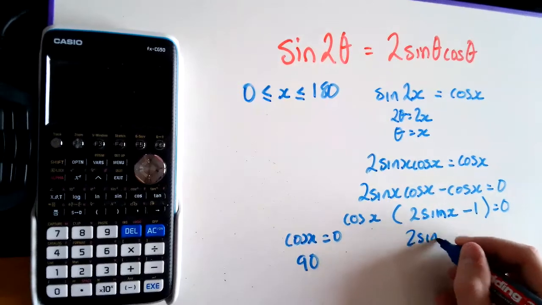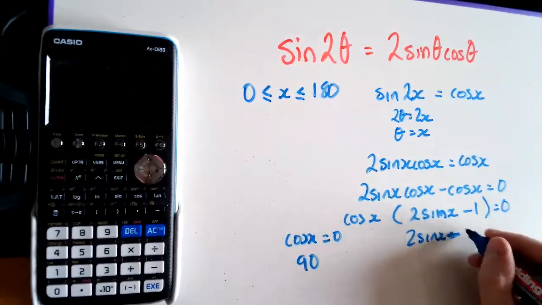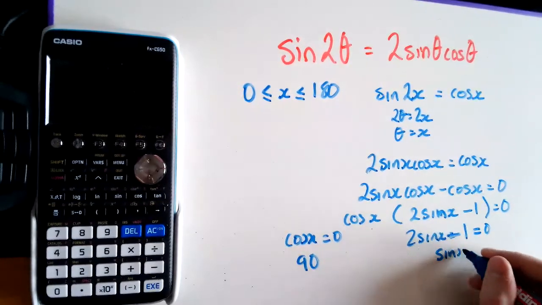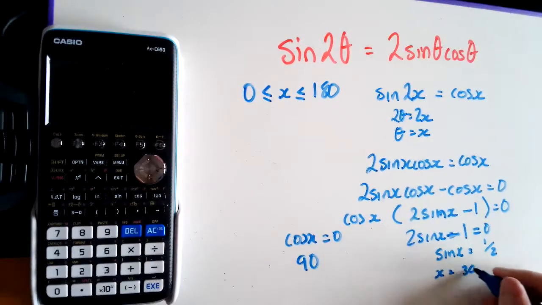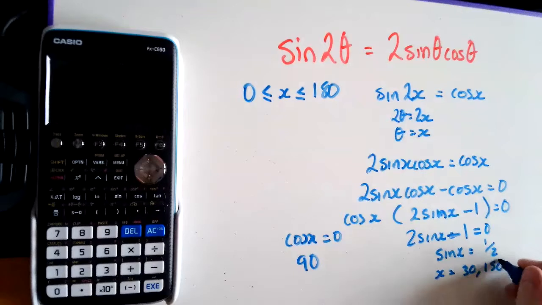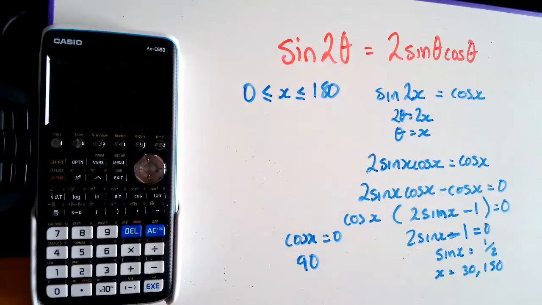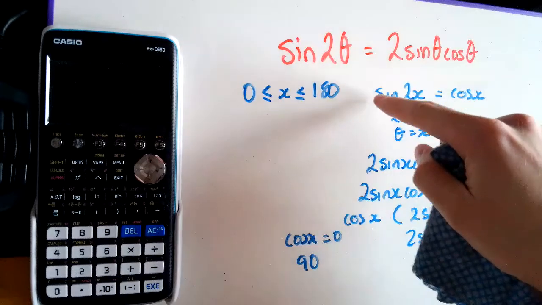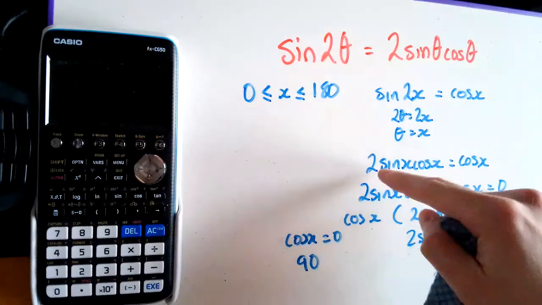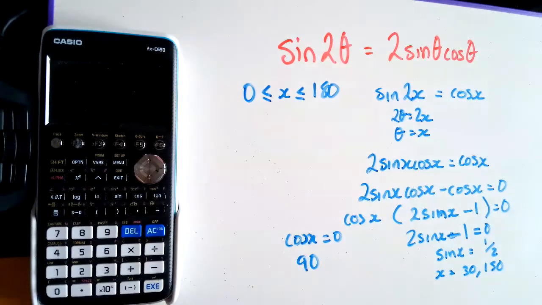And this one, 2 sine x minus 1 equals 0, so sine x equals a half. So you can do arc sine, so x would equal 30, and take that away from 180, so that's 150. Yeah, so you can use solve in your calculator to check. So look, we use the double angle formula there, and as soon as we get everything into the same angles, that's when we can use our tricks from the first 2 lessons.